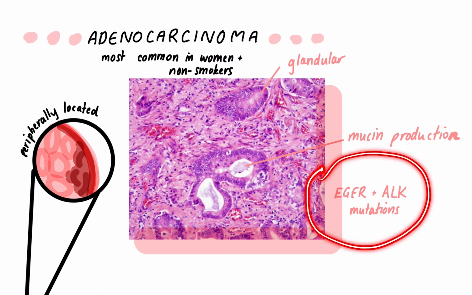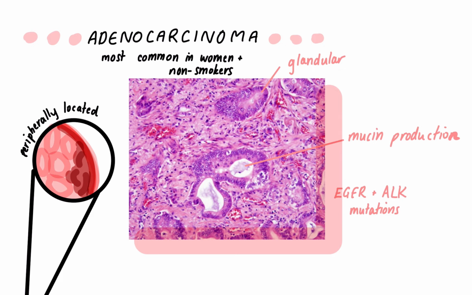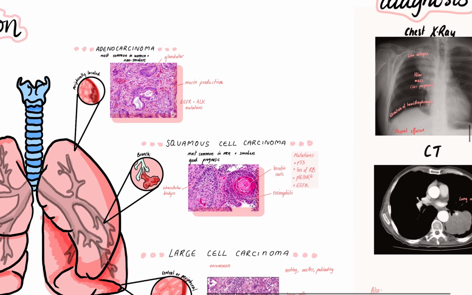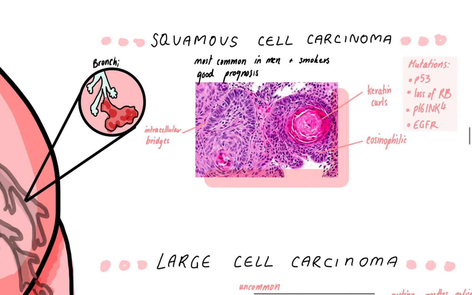And if you do genetic testing, this might be caused by EGFR and ALK mutations. Now, looking at the squamous cell carcinoma, this is the second most common lung cancer after adenocarcinomas, and it is mostly found more centrally or towards the bronchi. So this one is most common in men and in smokers.